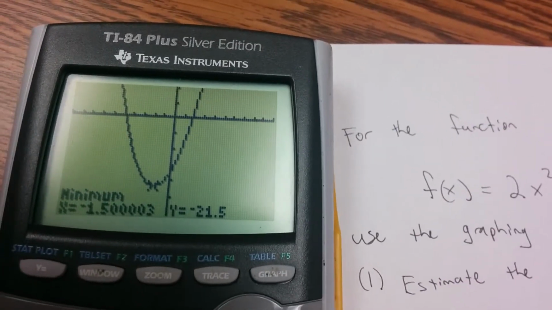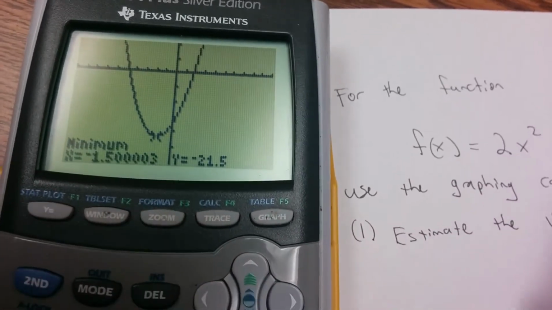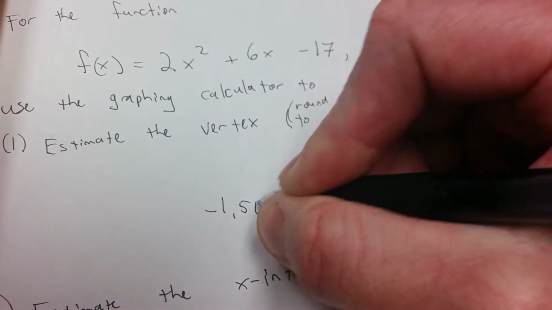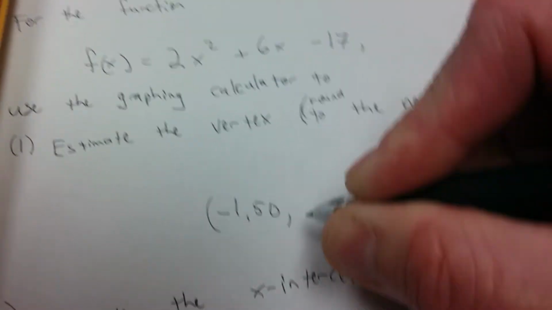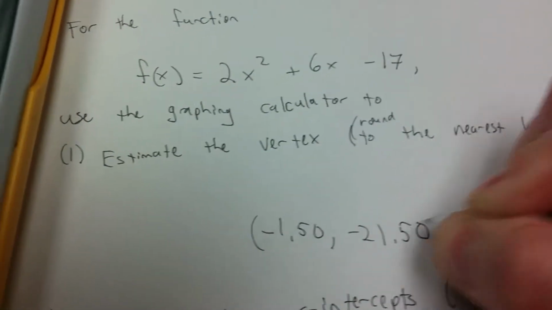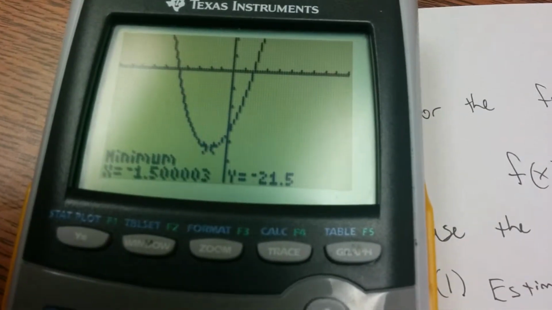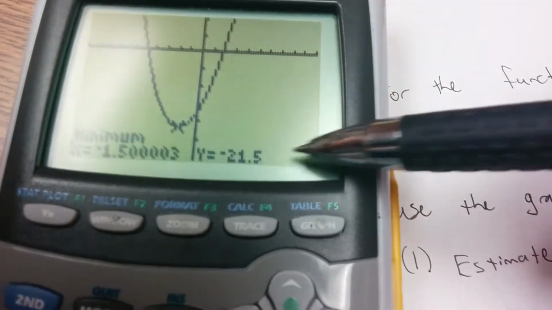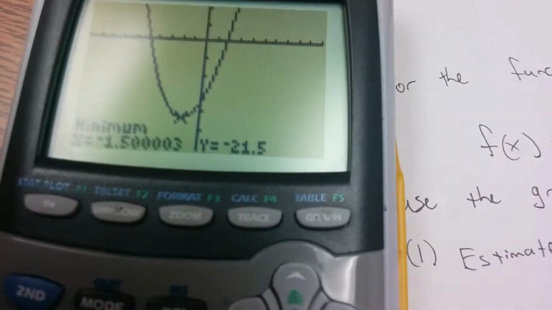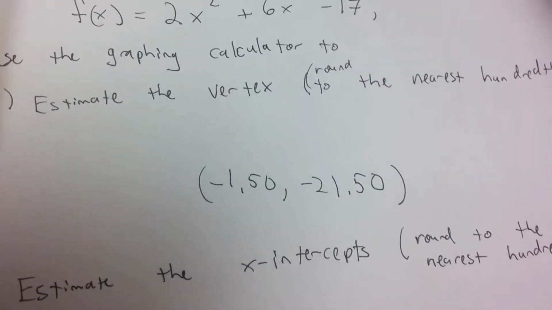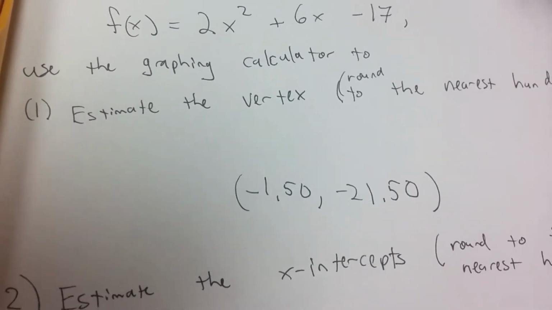There is the minimum. Okay, so to 2 decimal places, to the nearest hundredth, that would be negative 1.50, comma, negative 21.50. Okay, at the bottom of the screen, it tells me the answer. So just to be clear, I'm going to round it to the hundredths decimal place, which is 2 digits to the right of the decimal place. Okay, and that's what they wanted. So that would be my ordered pair for the minimum, which is the vertex.